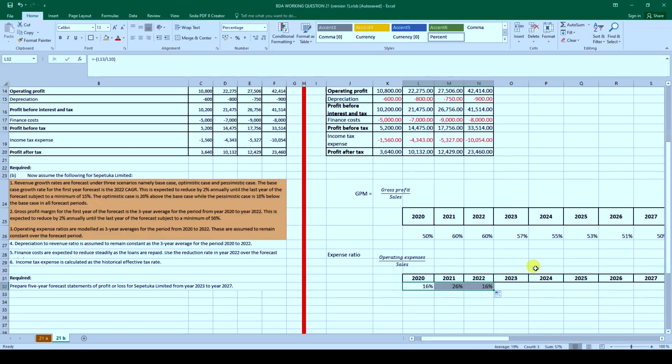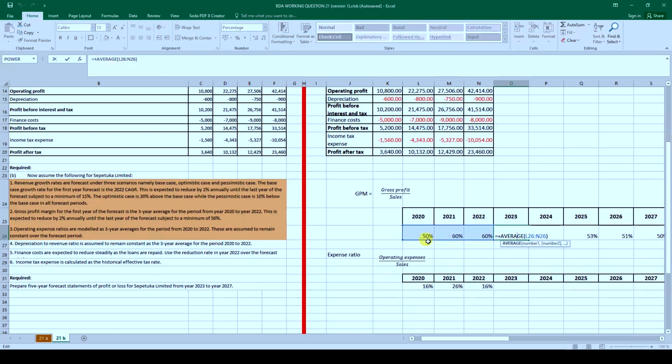So what is the average? Just the same way we did over here for GPM, gross profit margin. We come to the formula bar, we pick average of which period for that value over there. So what do we say? We just pick average. Which average are we looking for? The average over here, and close the bracket like that, and we say enter. You can see that that's the average there.